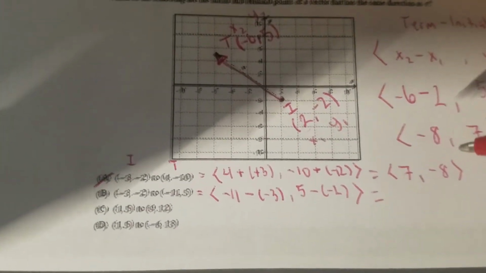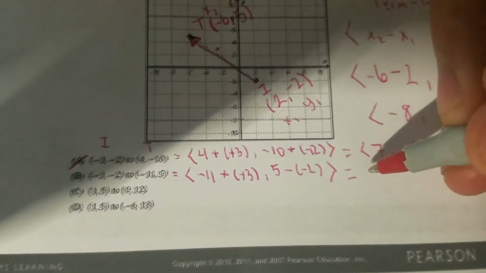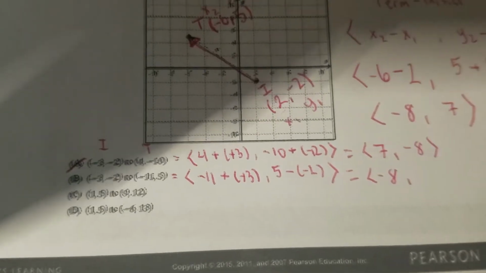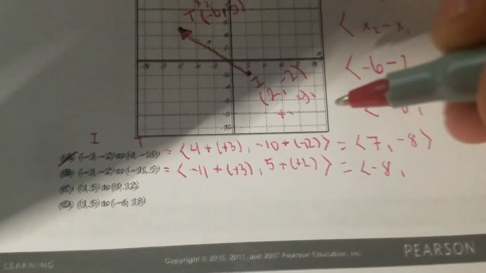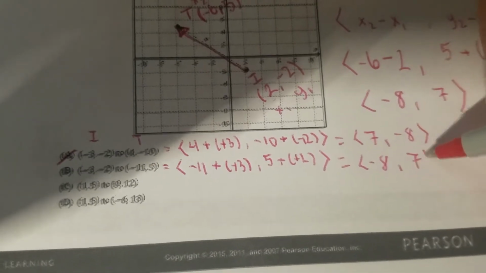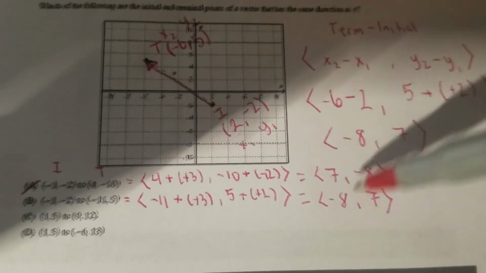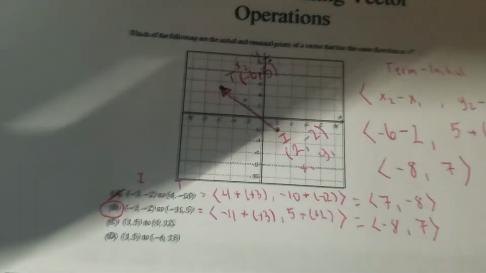Then I have to keep going. So now, look at this one. Again, this is -11 minus a -3 for the x, and 5 minus a -2 for the y. So these will turn positive, so this is going to be -8, and these will also turn positive. 5 plus 2 is 7, so this is now the same, -8, -8, 7, 7. That's my answer.